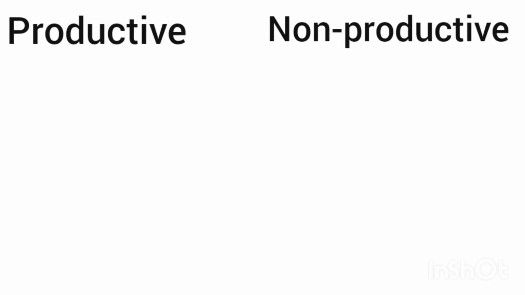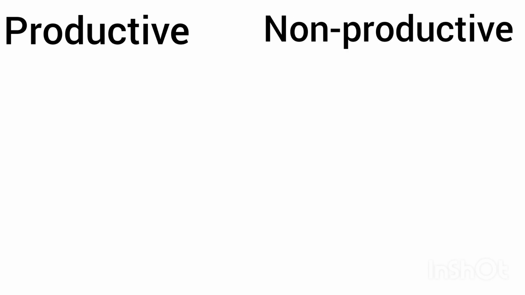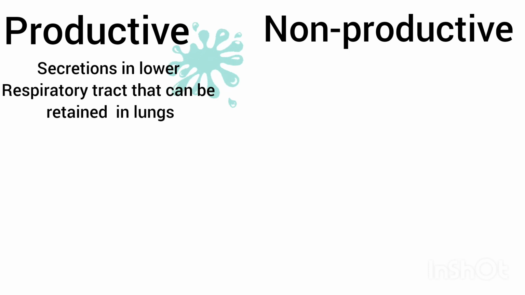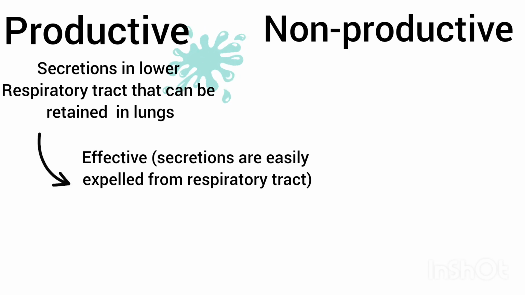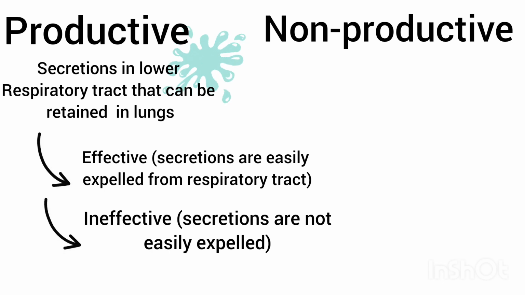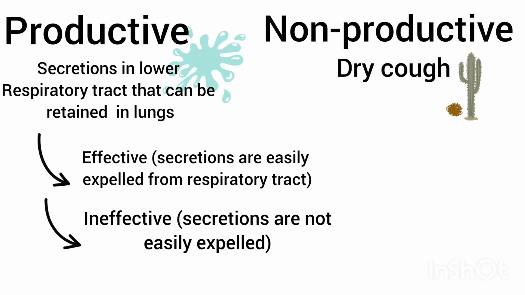Coughs are described as productive or non-productive. The productive cough is a wet or chesty cough. It expels secretions from the lower respiratory tract, which, if retained, could impair ventilation and the lungs' ability to resist infection. Productive coughs may be either effective, in which secretions are easily expelled, or ineffective, in which secretions are present but difficult to expel. A non-productive cough is a dry or hacking cough, associated mainly with viral respiratory tract infection, but also atypical bacterial infection, GERD, cardiac disease, and some medications.